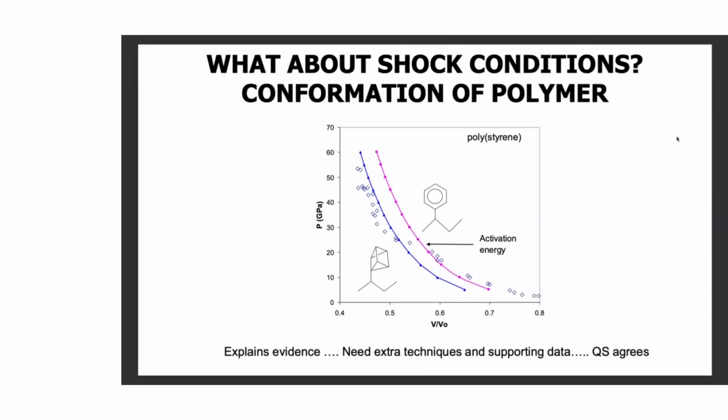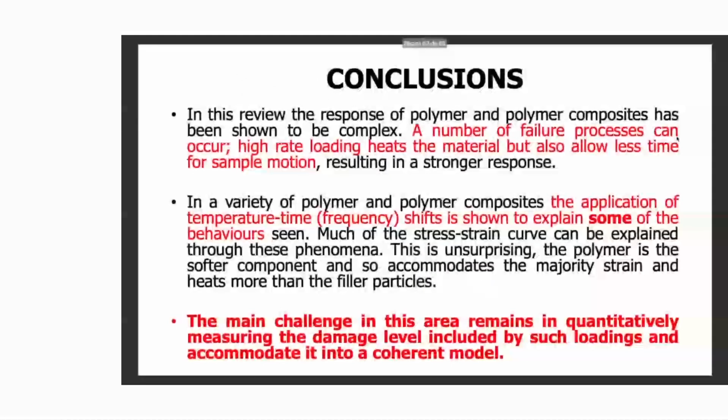So in conclusion here, and I've been remarkably fast today, so I apologize for that, with 65 slides. In this review, the response of polymers and polymer composites has been shown to be complex. A number of failure processes can occur. High rate loading heats the material, but also allows less time for sample motion. So in these polymer systems, you will get significant heating in certain regions of the material because of the different mechanical responses of the system.